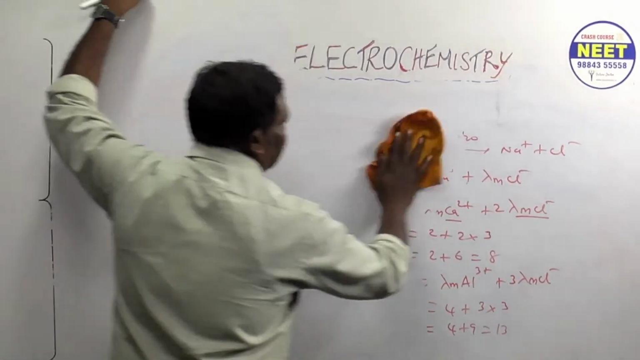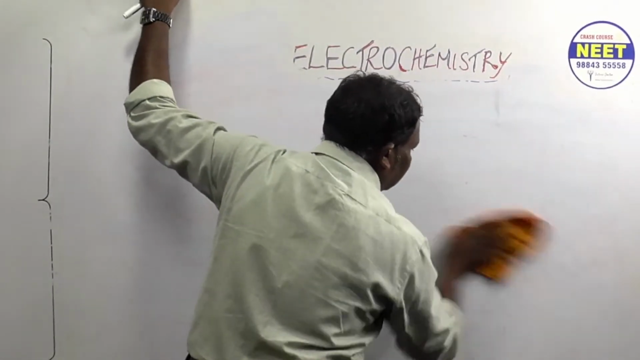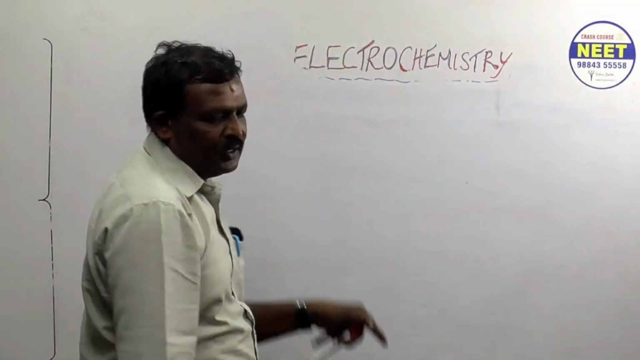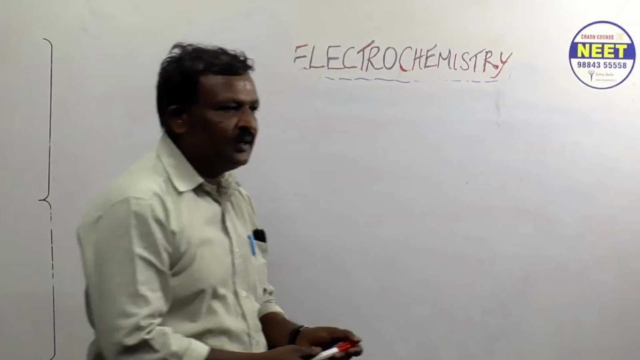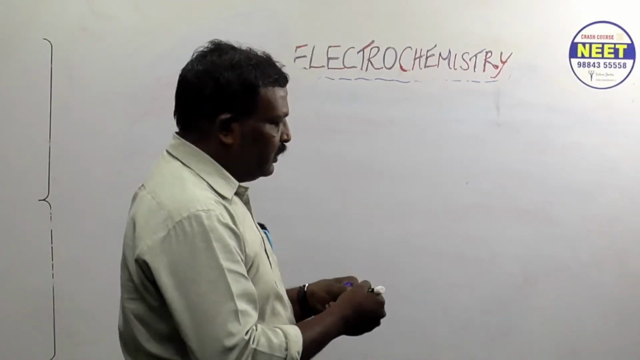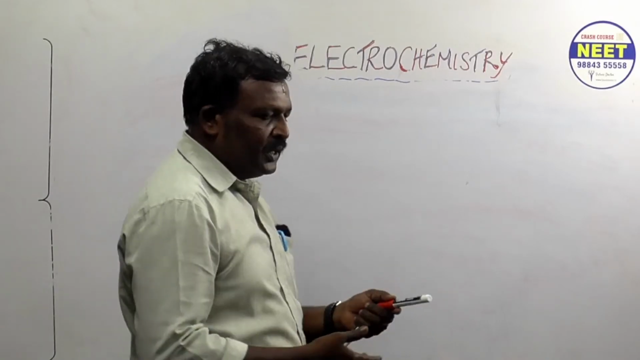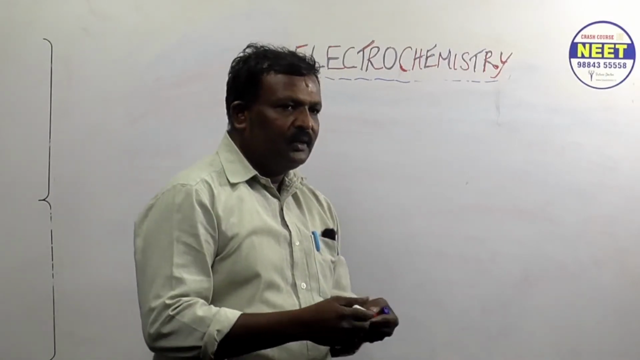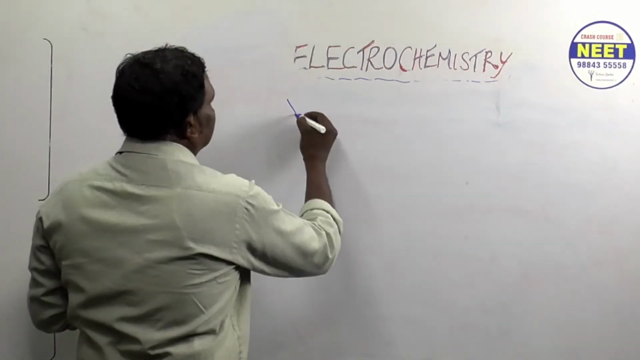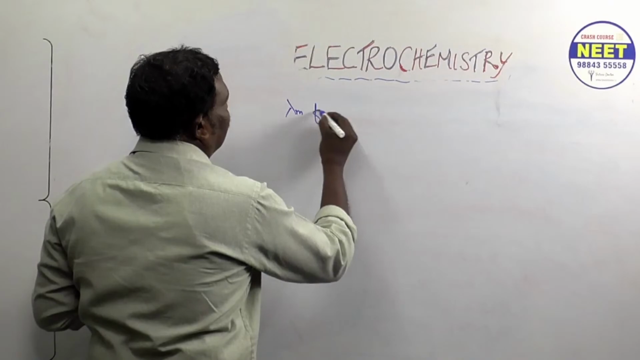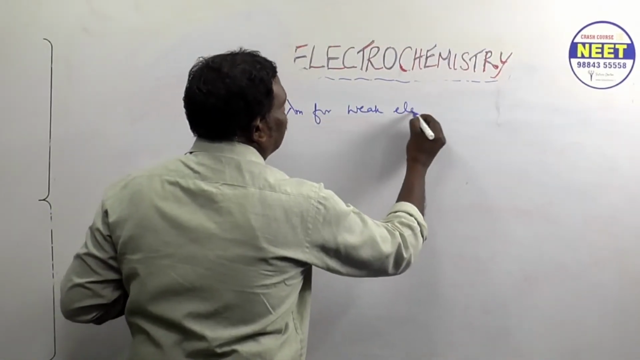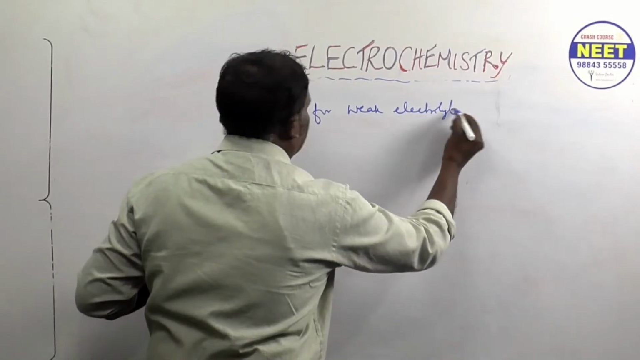Suppose for a weak electrolyte, if you put it in water, it will not completely dissociate. Mostly organic substances are weak electrolytes. So it will not split. Then how will you find out the conductivity? We have one idea. Just write a heading: lambda m for weak electrolyte. Okay.